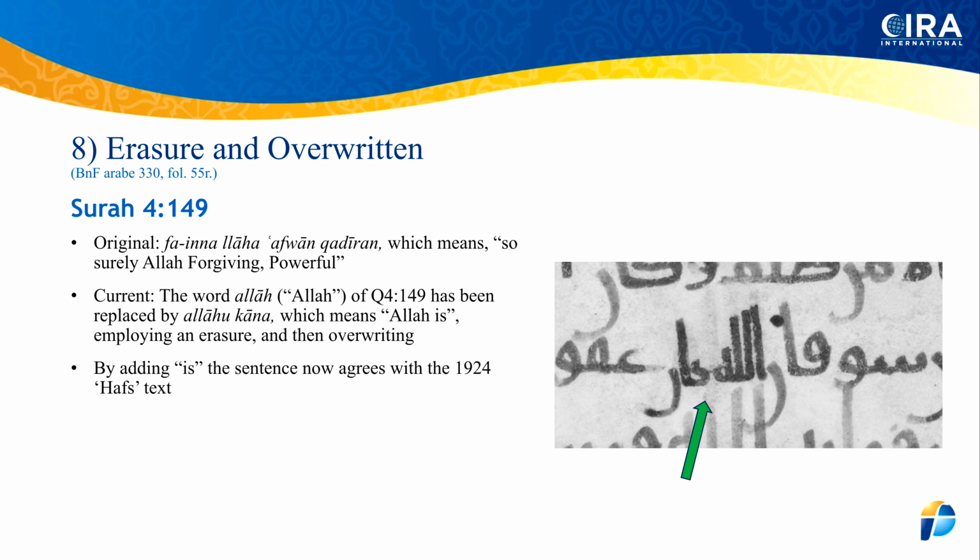I don't know what they had there to rub off. This is the problem with rubbings, with erasers. You don't know if there was a completely different word there. What we do know, though, is that Allah has been added. Allahu kana has been added. And this now agrees with the 1924. And I'll tell you why Allah was added: because the way it's read originally, فَإِنَّ لِلَّهِ عَفُوًا قَادِرًا, doesn't make sense. But when you say فَإِنَّ اللَّهَ, the subject of this action is the God. Now it makes sense to read it this way.